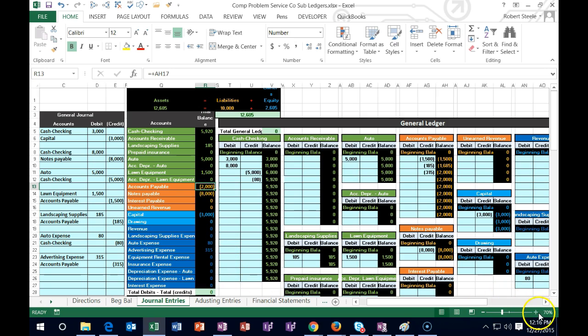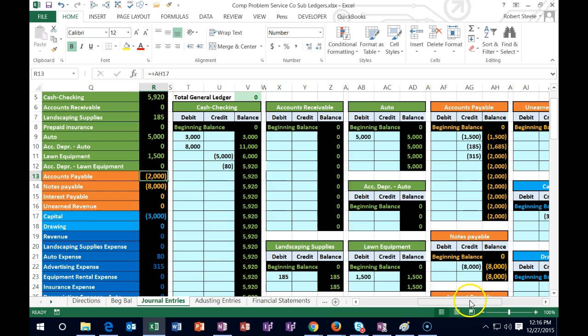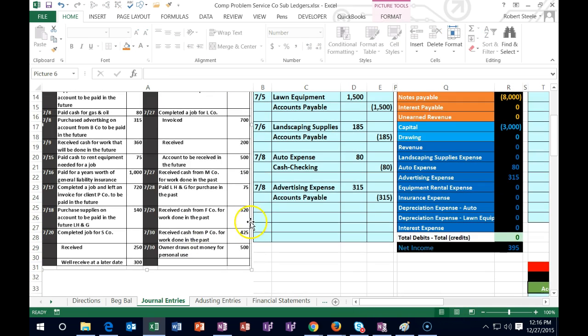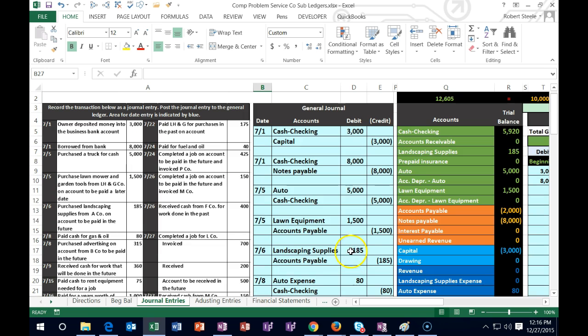All right, so we're going to make this large again. Let's see what else we have here. 7-9. Received cash for work that will be done in the future. Okay, so first question, is cash affected? Yeah, we received cash. So cash is affected.